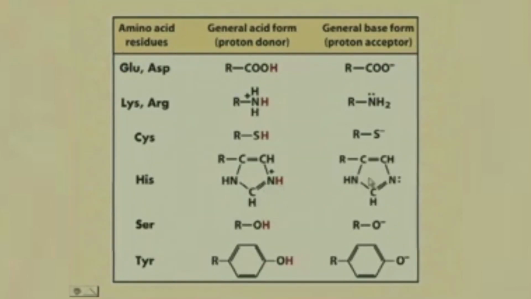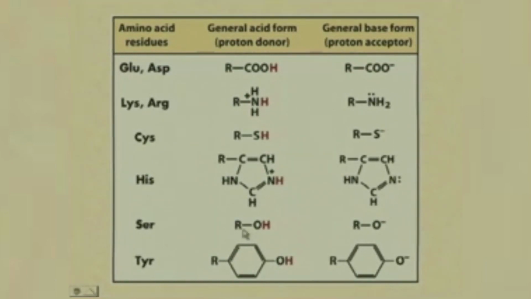Why? Because this pK is around 6. So what do we have here? At some point, therefore, histidine can act as a proton acceptor and it can also act as a proton donor. And this equilibrium is at a pH close to 6.